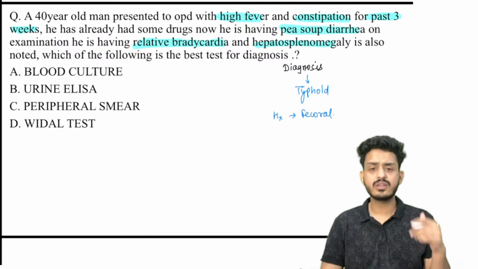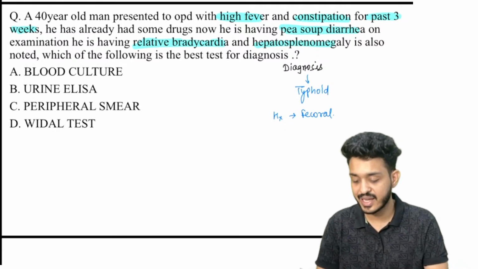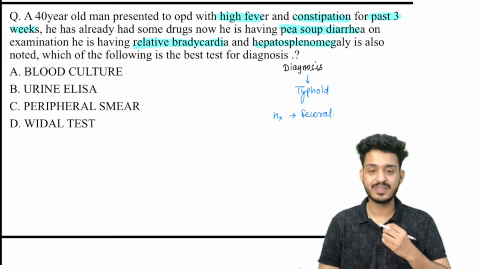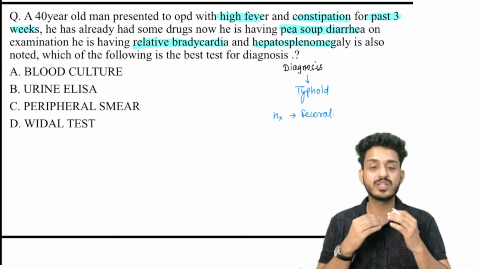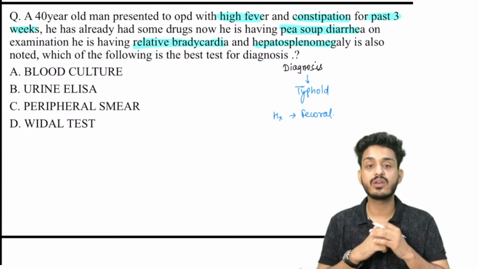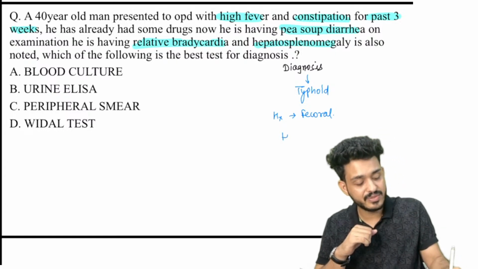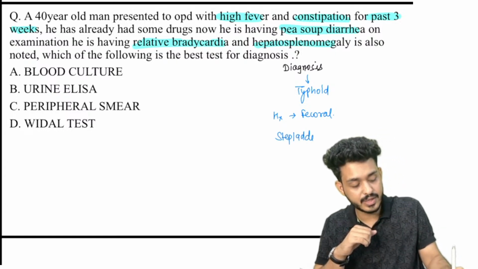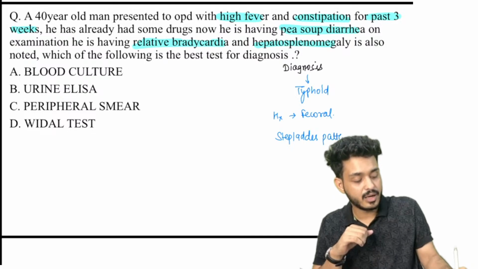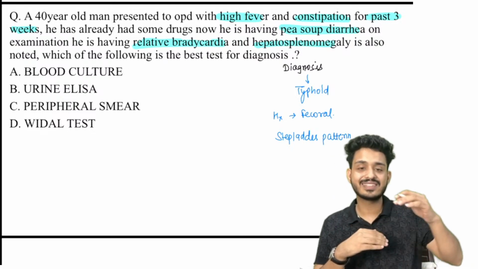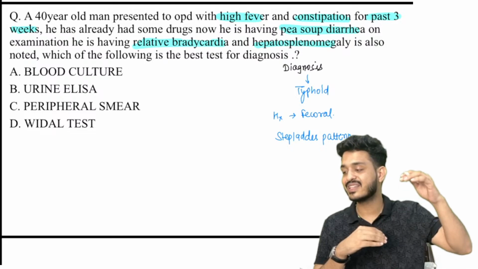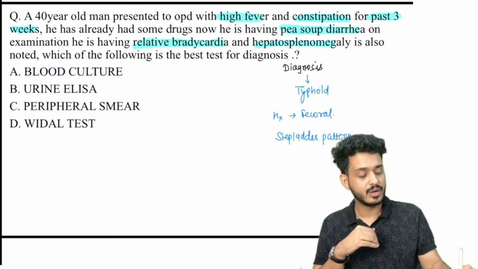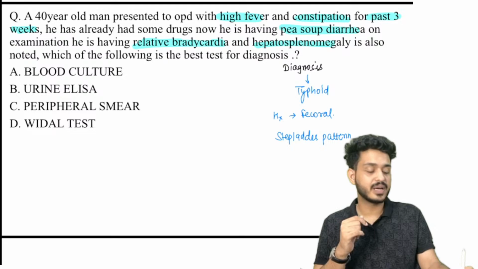And what are the peculiar features that the question can give you? You will be having a specific type of fever. What is that? That is step ladder pattern of fever. That means today he is having fever, next day he will be having more fever, next day he will be having more fever. Okay, just like that. That is step ladder pattern of fever.